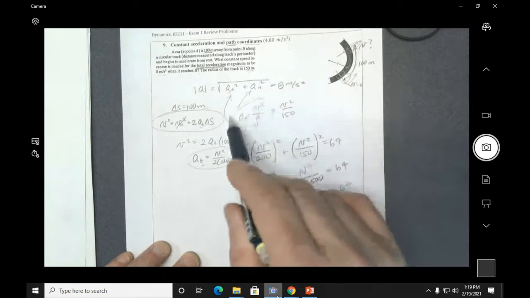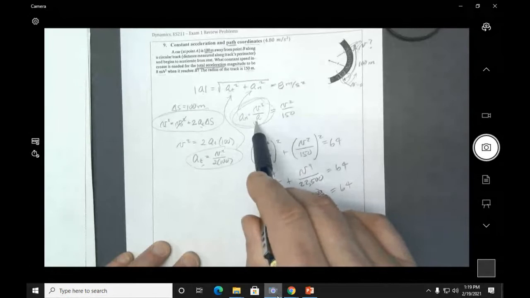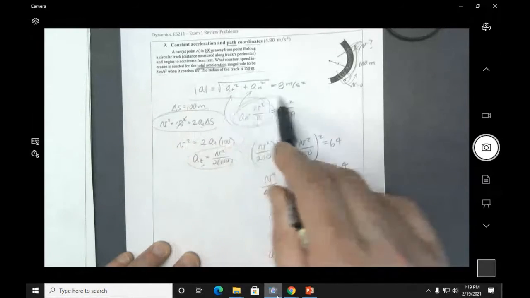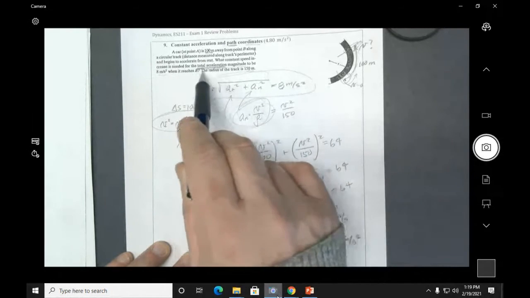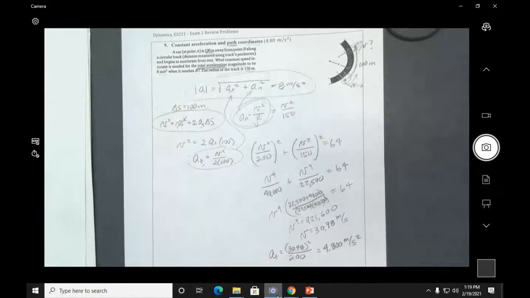We have this idea right here for path coordinates. Also, some of the key right here was that term right there, the total acceleration. You needed to know what that means. Like, you know, interpret those words. It's challenging, I'll admit to that.